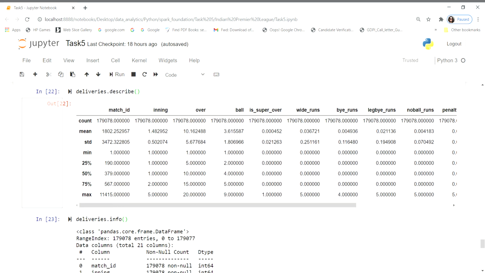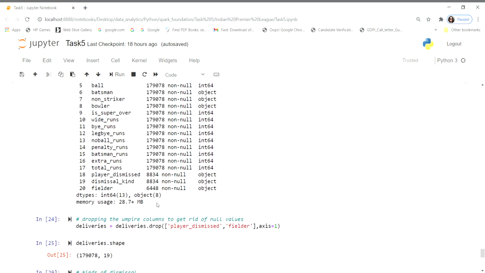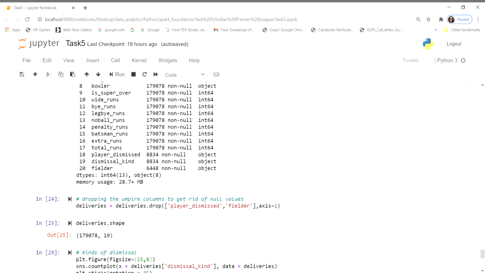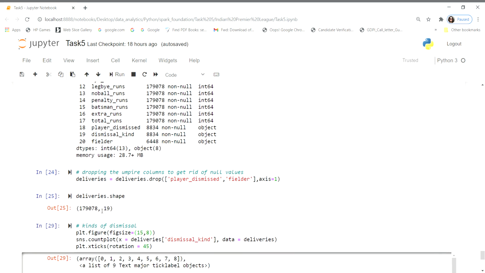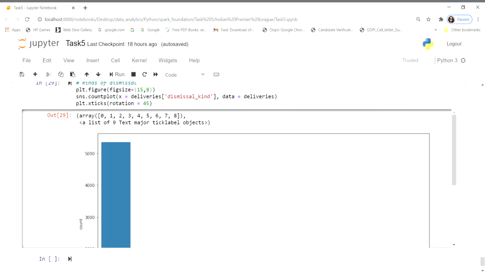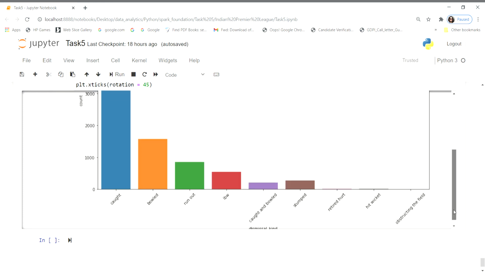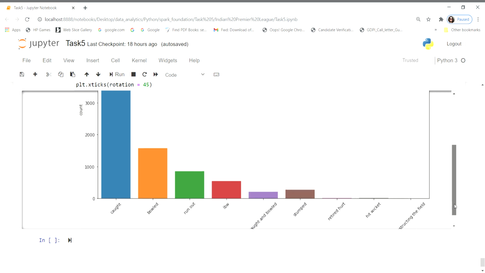With the help of info, I came to know that one column contains the maximum number of missing values, which can't be imputed, so I removed that variable and was left with 19 columns. Now looking at the dismissal kind, I came to know that the most common dismissal was caught, and the least was obstructing the field. Thank you.